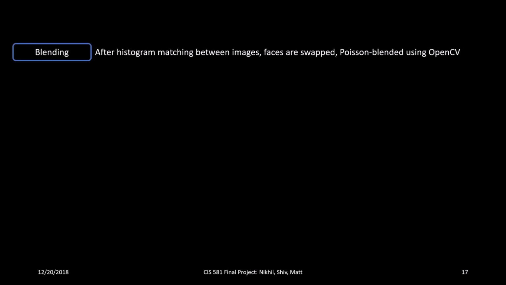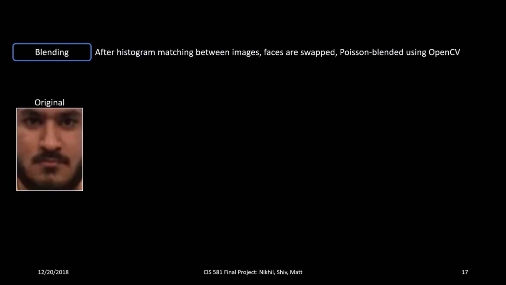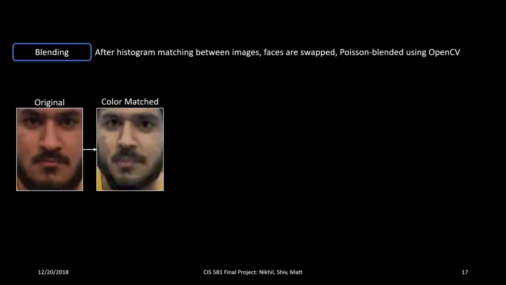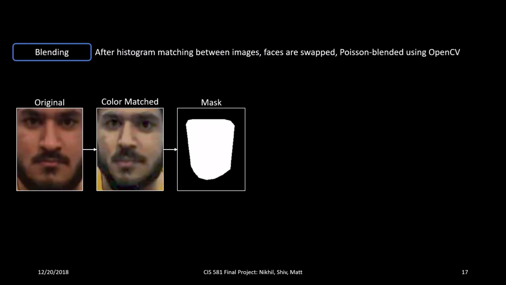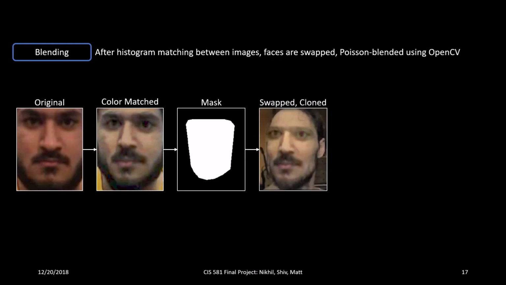The final step in this process is blending those two images together. So starting with the original source window, it's matched color-wise using a histogram matching algorithm. Now this is done kind of during the morphing step, so there's a little bit of overlap here. Then a mask is created based on the features after the morphing is completed. The two faces are swapped and cloned using OpenCV's seamless cloning function that uses Poisson blending.